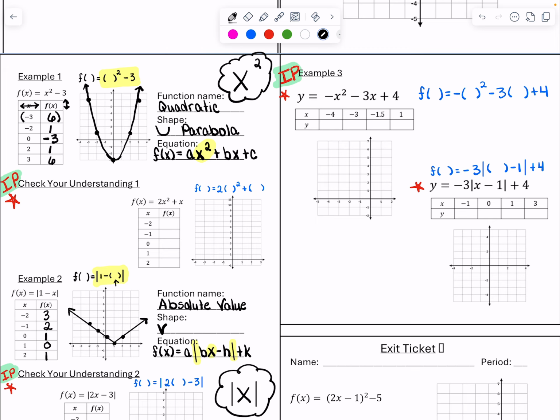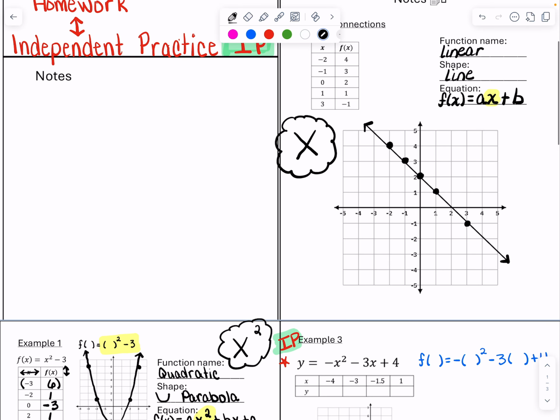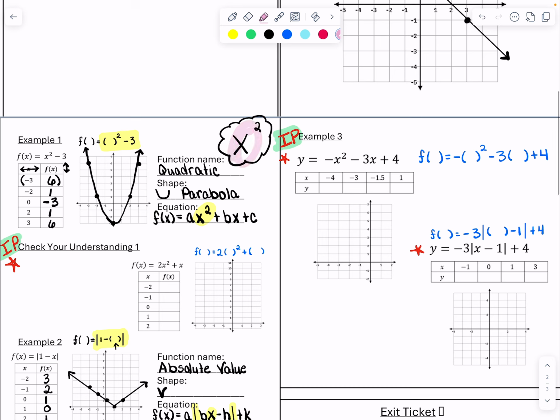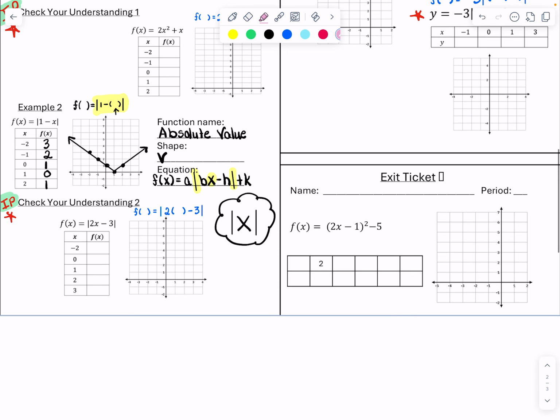Again, let me go over, talk about something really quickly. If you only see an x, or an x to the power of 1, then it's going to be linear. Okay, so x to the power of 1 will be linear. If you see x squared in an equation as the highest exponent, or the highest variable term, then this one will make a parabola. If you see x inside the absolute value bars, then this one will make a V shape.